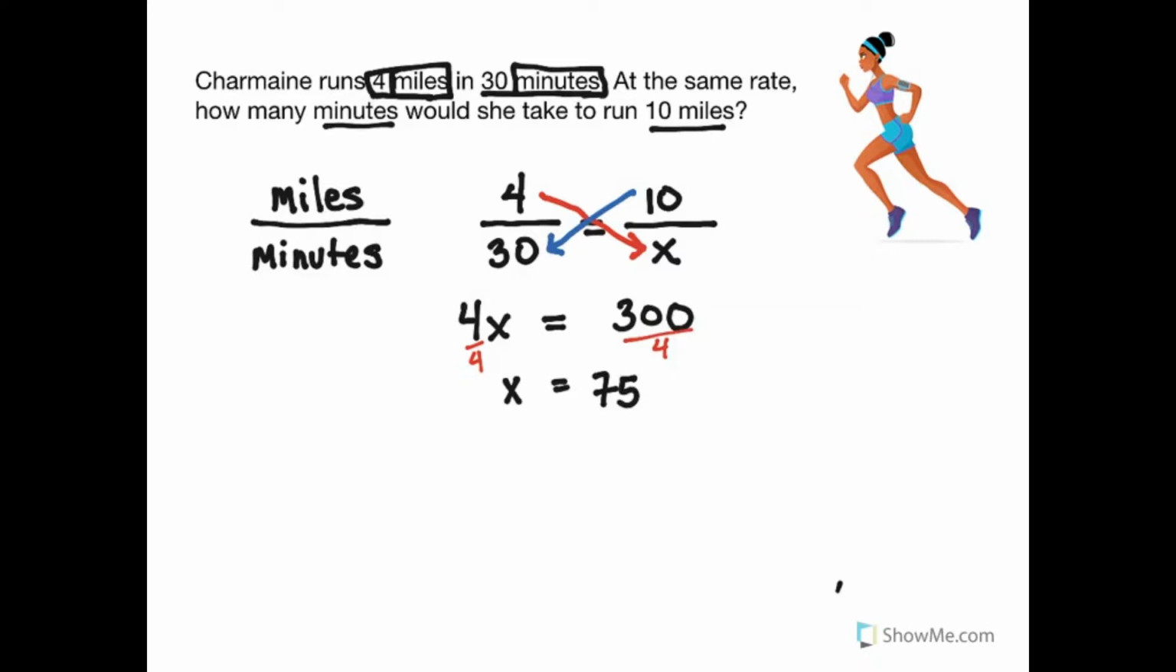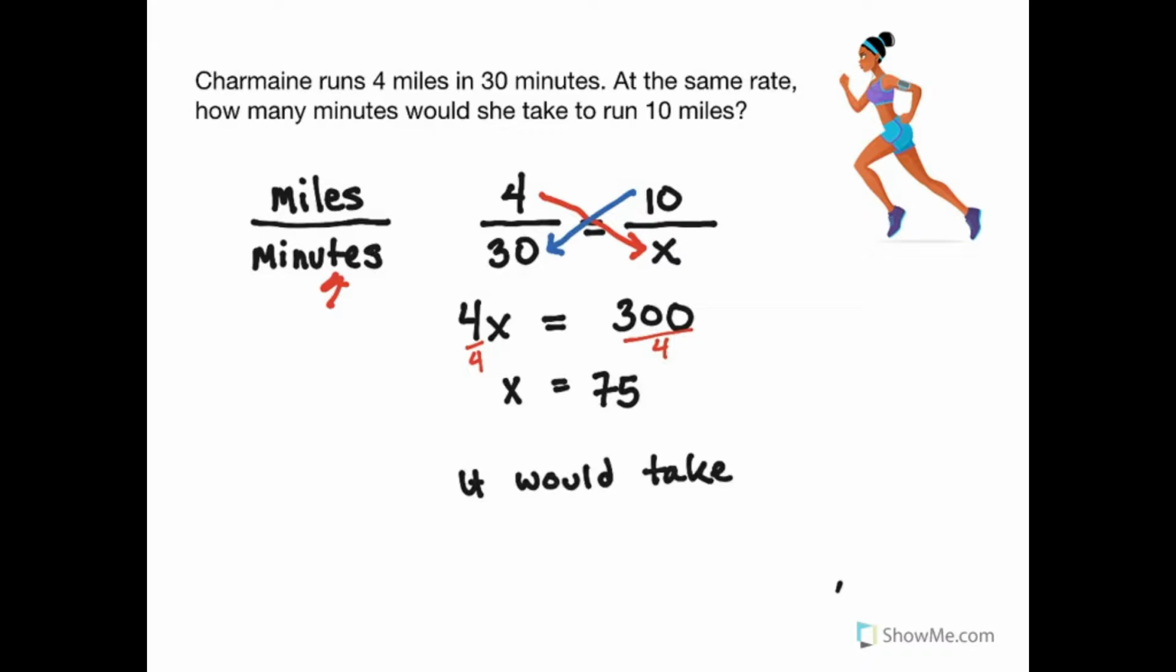75. Now that's nice, I found x, but this is a word problem, and so I need to figure out what it means that I found x. Well, x stood for the number of minutes. This is why it's so helpful to have this written out here. x stood for the number of minutes it would take to run 10 miles. So how long would it take her to run 10 miles? It would take 75 minutes.